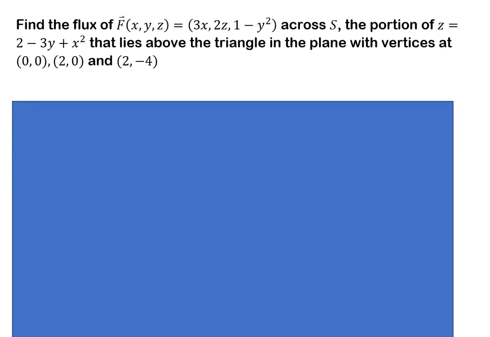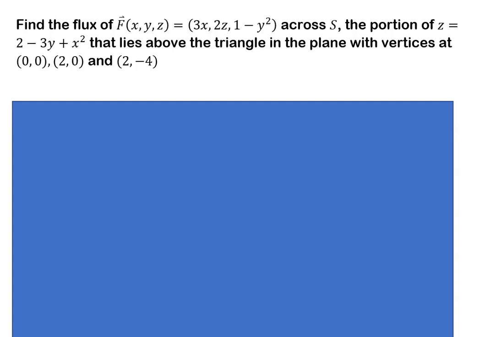On to the third and final problem that we're going to look at. Again, we're going to find the flux, but this one's going to be a little bit more complicated. There's going to be a little bit more work that we have to do here. Vector field F is 3x, 2z, 1 minus y squared, and our surface here is the portion of z = 2 minus 3y plus x squared that lies above the triangle in the plane with vertices at (0, 0), (2, 0), and (2, negative 4).